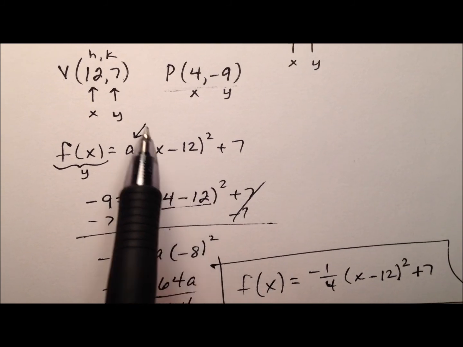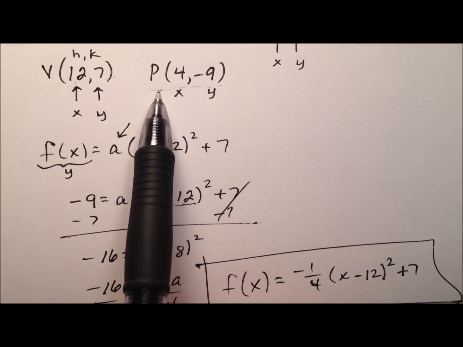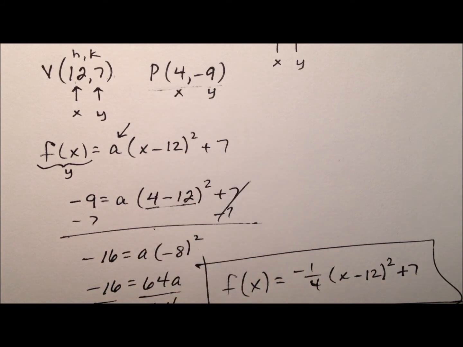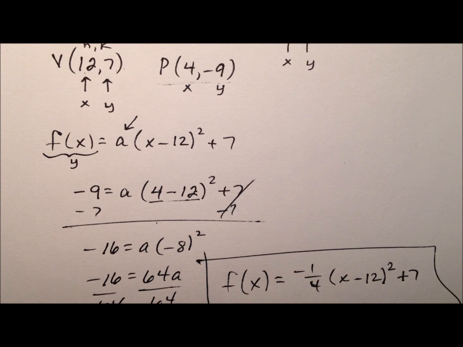Given some information here, we knew the vertex was (12, 7). And one of the legs of the parabola, or the graph of this function, also passes through (4, -9). So here's this function down here in vertex form. Let's go ahead and end the video by showing you what the graph of this function looks like.